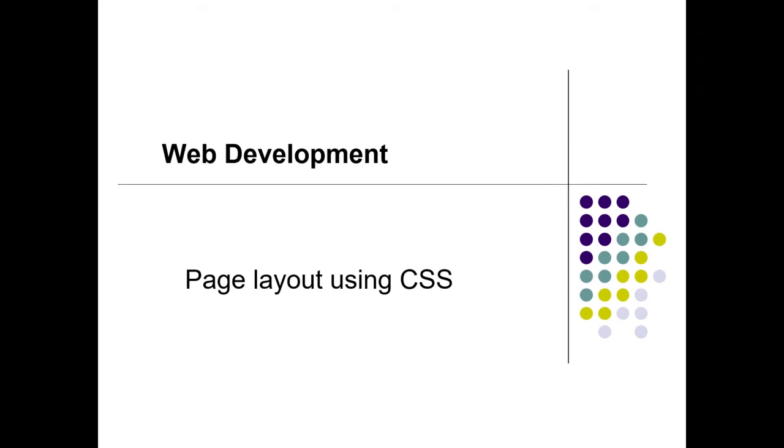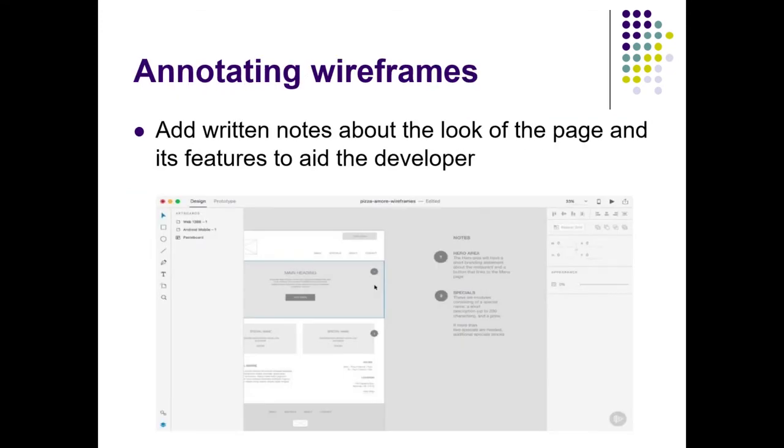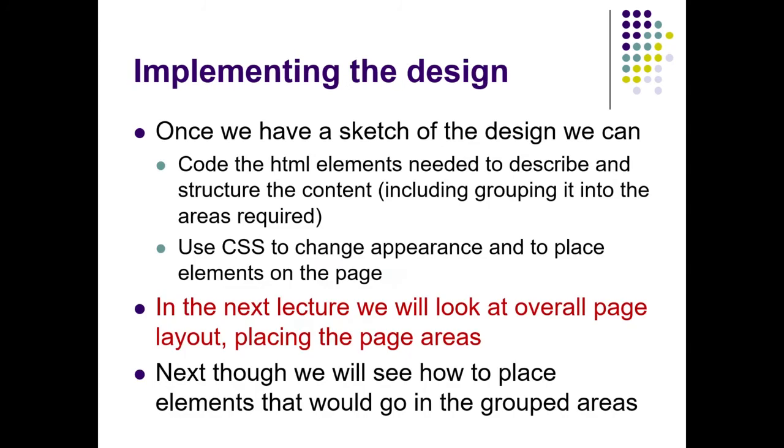Hello, welcome back to the second part of the lecture on using CSS for page layout control. In part one, we looked at the importance of, and the concept of, creating a wireframe or a page sketch as a starting point. We'll develop that more in the workshops later on. And then we said we could convert that sketch into the HTML you need for the parts of the page, including the grouped areas, and then use CSS to style it and move elements around the page to put them where you want them to be.